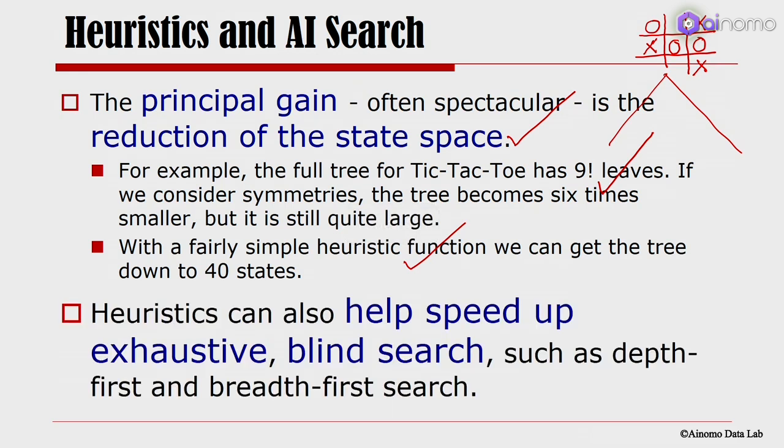Heuristics can help speed up exhaustive blind search, such as depth first and breadth first. In the previous slide, we were looking at something like a breadth first search motivated by the heuristic function of misplaced tiles, and we could go directly to the solution by not exploring everything in the problem space.